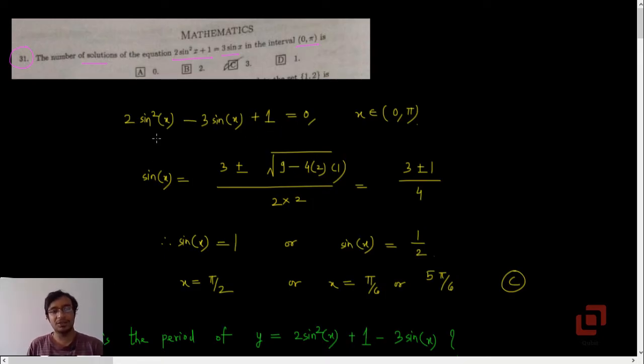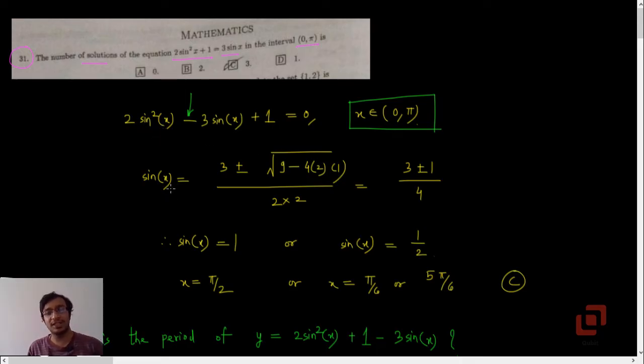Now to solve this question, you basically do the following. You take the term 3 sine x, which is on the right hand side of the equation, to the left hand side, so it acquires a negative sign. So now you have a quadratic in sine x, that is 2 sine squared x minus 3 sine x plus 1 equal to 0, and you take note of this particular range of x, the open interval 0 to pi. Otherwise this equation will have infinitely many solutions due to periodicity of sine x.